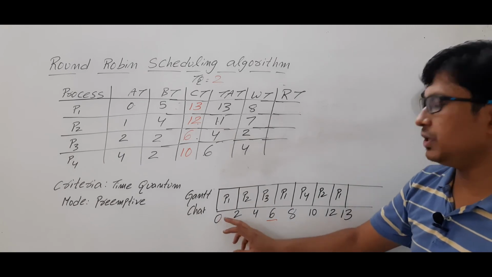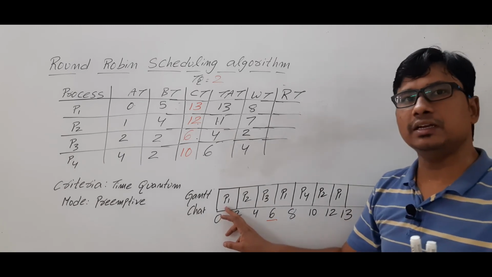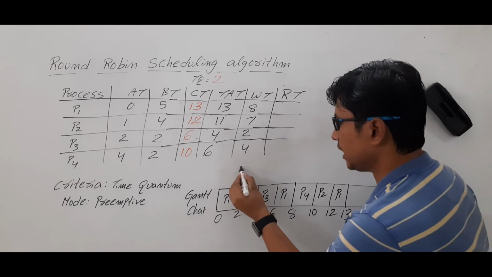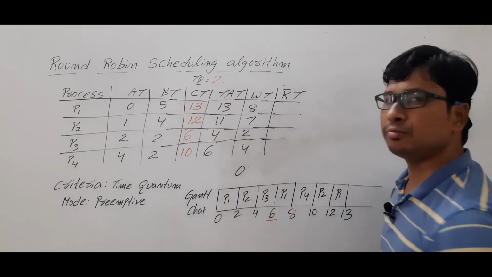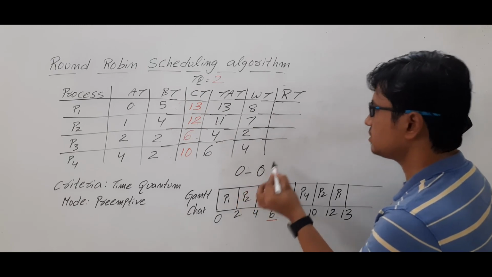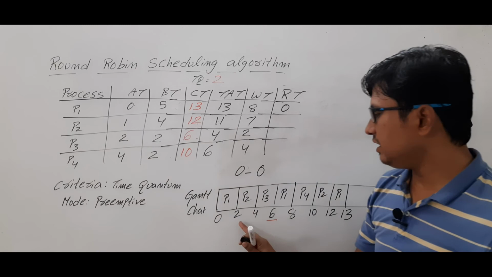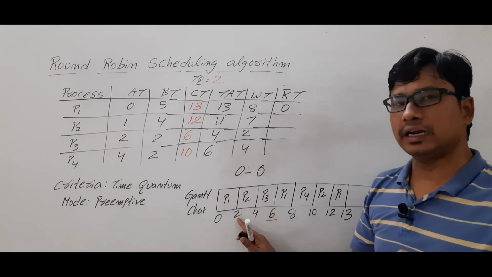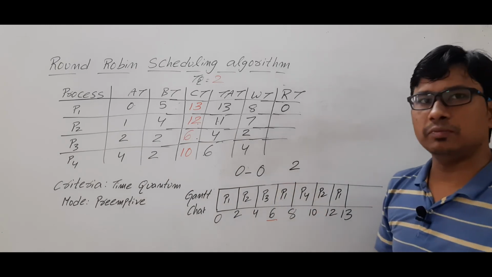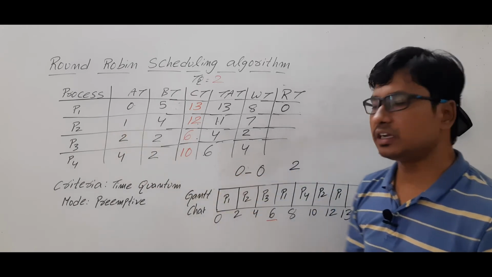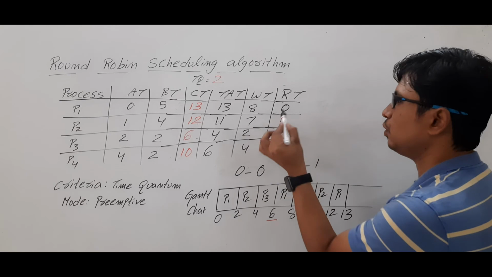Look at process P1, it first entered the running state at 0 units of time. And what is the arrival time of process P1? 0. So 0 minus 0 is 0. Similarly, process P2 first entered the running state at 2 units of time. And what is its arrival time? 1. So 2 minus 1 is 1.